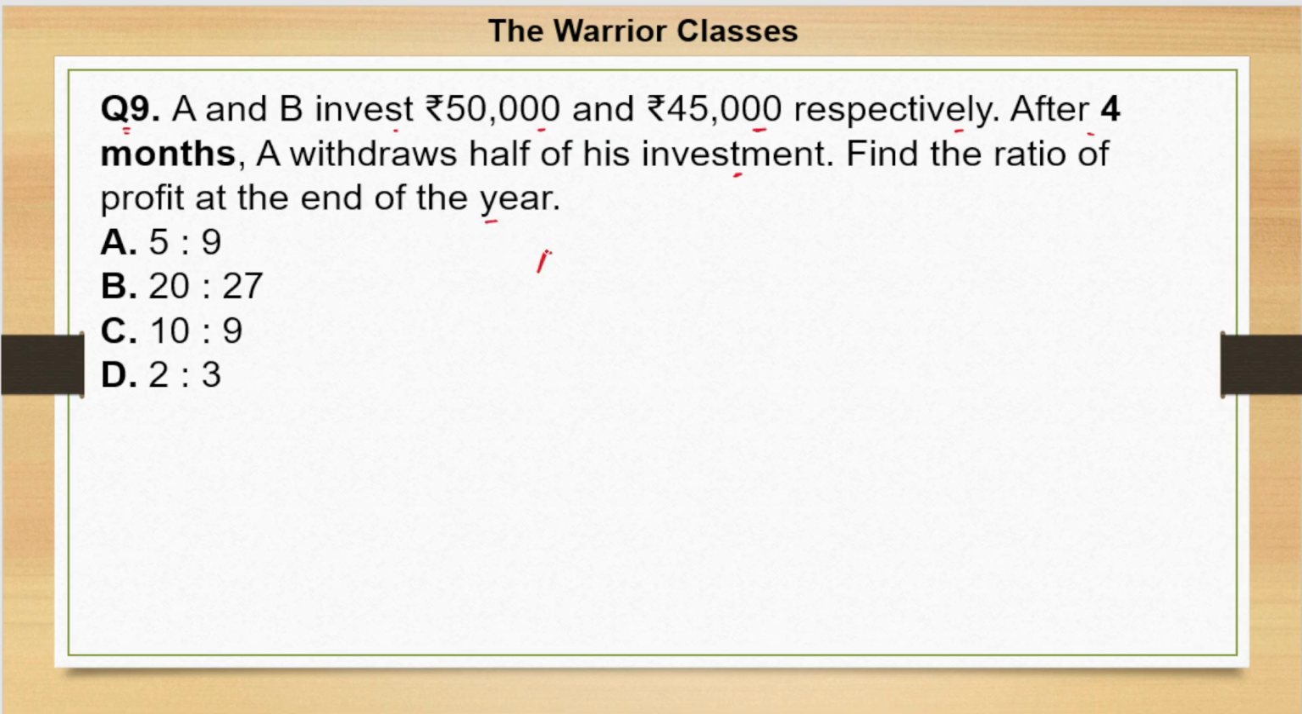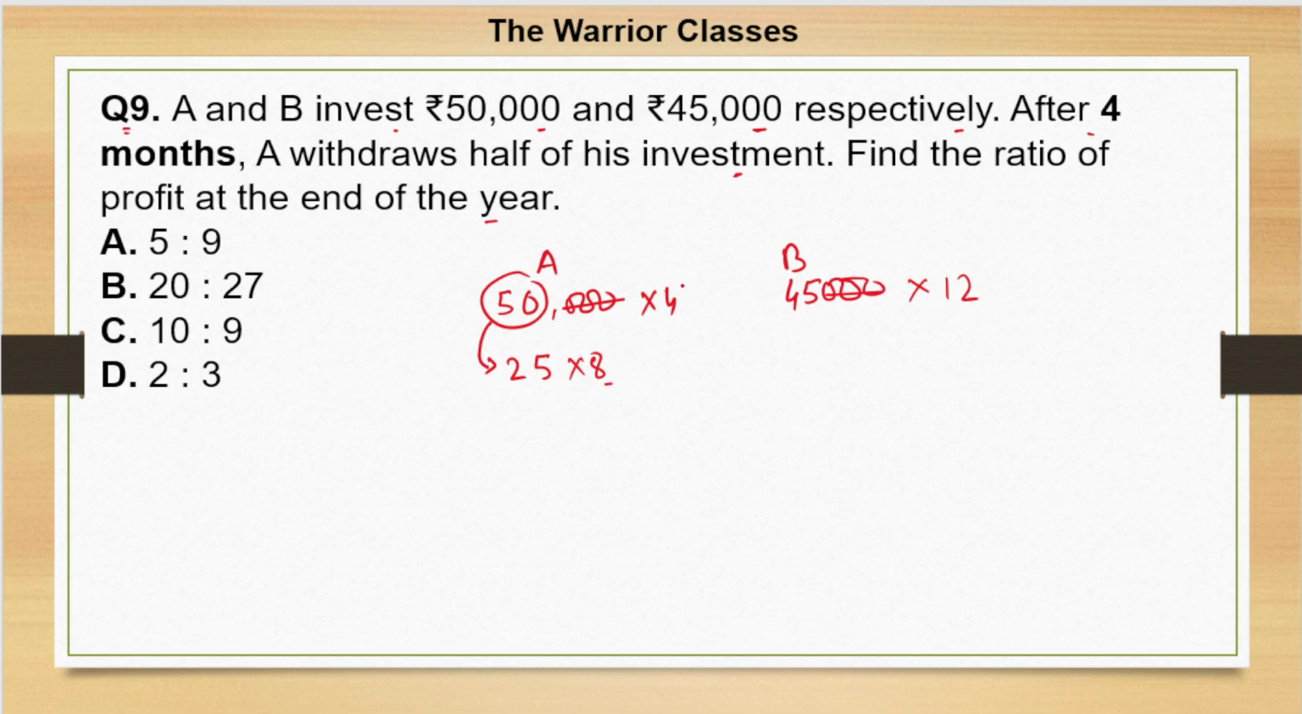So here A and B invest: A invests 50,000, B invests 45,000, right? Now we can cancel 3 zeros and 3 zeros here. Now this 50 is for 4 months, so we'll multiply it by 4. And after 4 months, the amount reduces to half, meaning 25, and this 25 will run for 8 months. And here on the right hand side, B's share is for 12 months.